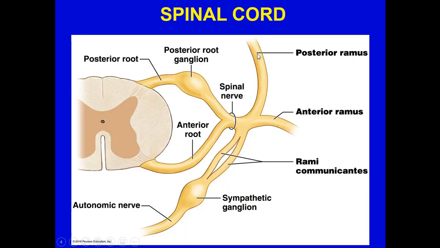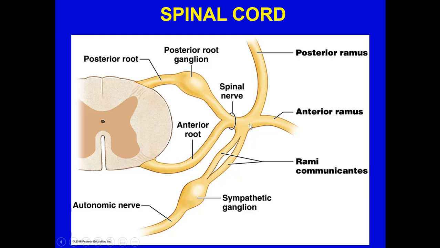Here, of course, is the posterior ramus, the anterior ramus. So you've got our different branching outs. You have a spinal nerve, the posterior root ganglion, the posterior root. So basically, this is the sensory information coming in. This is the anterior root. So this is the motor information coming out.